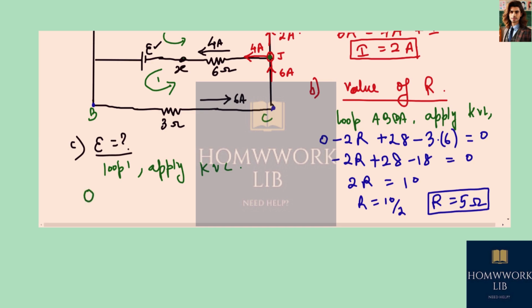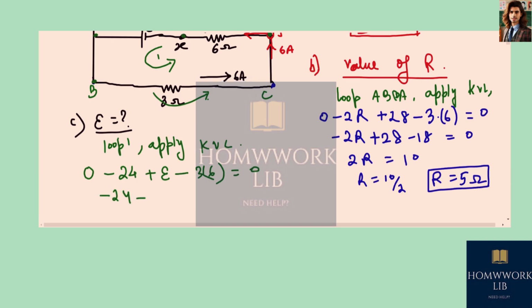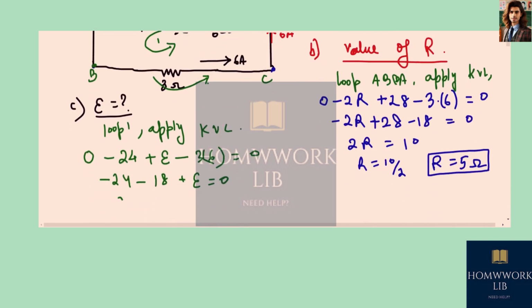And then in the direction of current, there will be potential decrement. So minus I into R. So 6 into 4 is 24. And then potential at this will be increased by E amount. And that will be the potential here. Again, it will be decreased by 3 into 6. And this will be 0 again. So this again we can solve. Minus 24 minus 18 plus E is equal to 0. And this gives us the value of E as 42 volt.